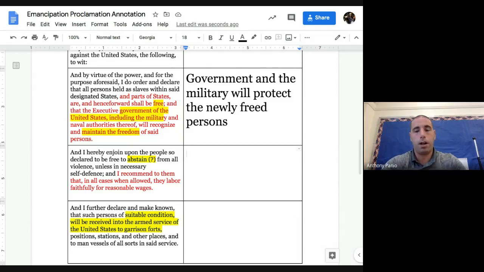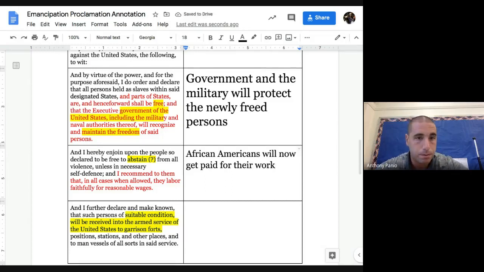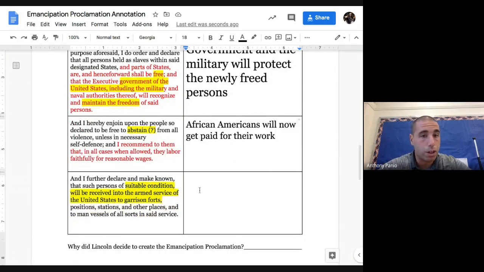Okay? So now African Americans will now get paid for their work. All right, this is another part of the Emancipation Proclamation that's really important. Okay? And the last thing here is really important as well.